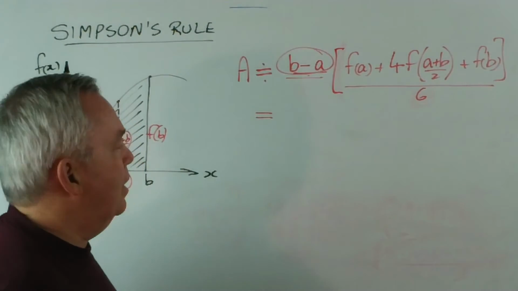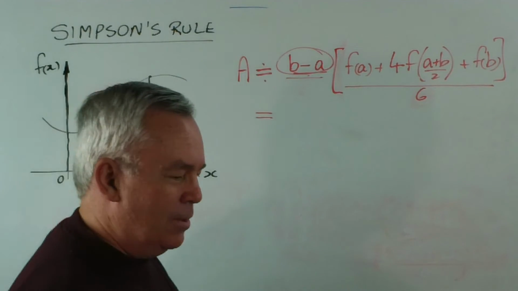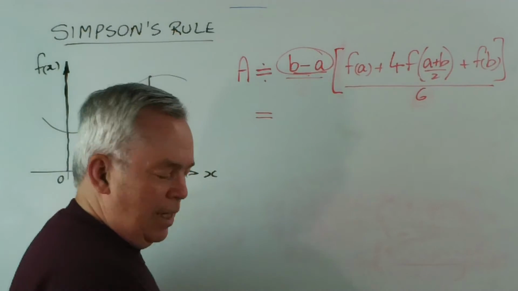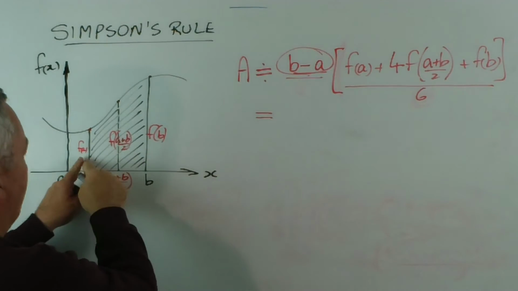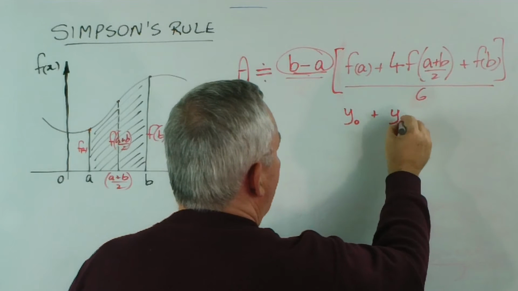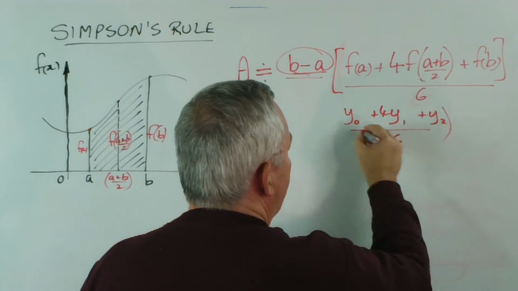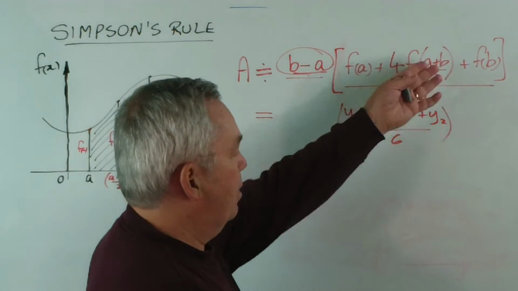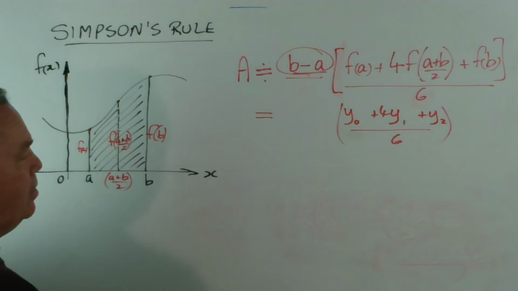In my classes, I used to describe this. We'd sometimes use function notation, y notation. So instead of function, we'd have y0 plus 4 lots of y1 plus y2 over 6. That's easier sometimes to write than the function notation. So we've got our 3 y values.